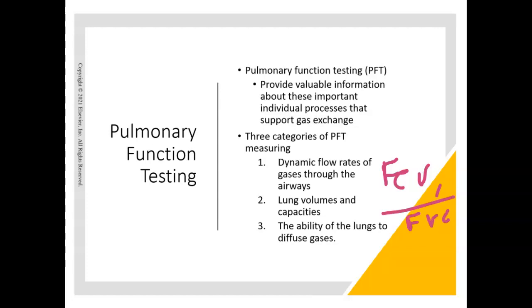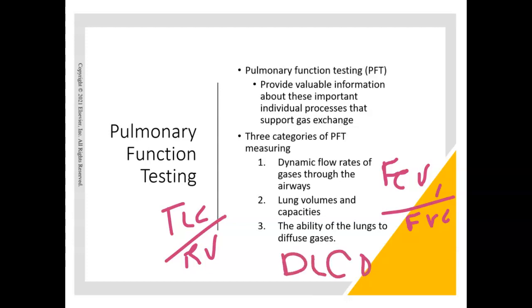In the second category, lung volumes and capacities, we're really looking for our total lung capacity and the breakdown of all of those volumes, including your residual volume. And then in the third category, we're looking at the ability of the lungs to diffuse gases. The test that we perform is called a DLCO test, your diffusion lung capacity. That test looks at how well gas is absorbed into the blood from the lungs.